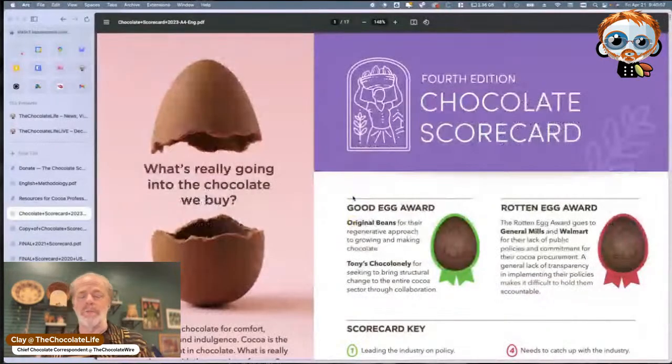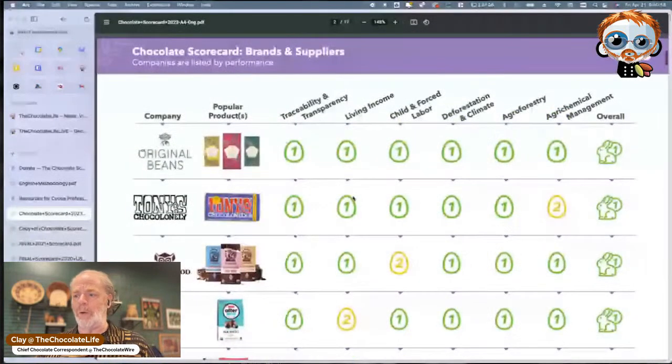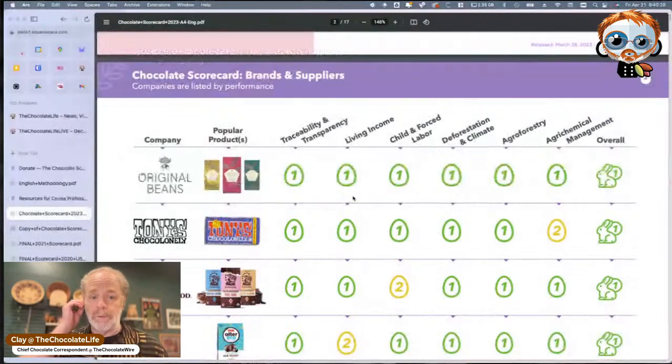So looking at the scorecards themselves, and we're going to spend a few minutes looking at this year's scorecard and the previous scorecards, right? So Original Beans gets the Good Egg Award. Yay. Now, one of the things that is not explained here, right, is that Original Beans is a marketing company, right?